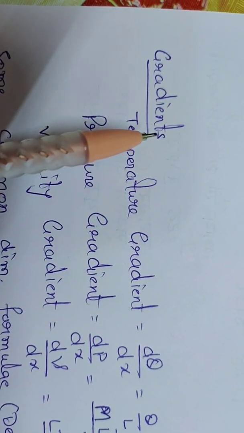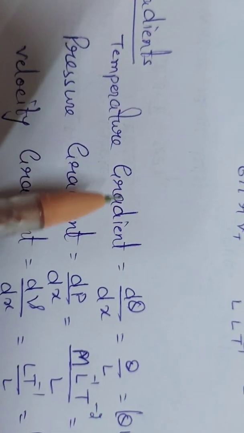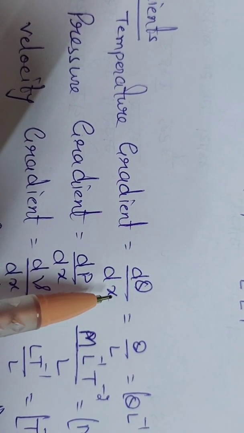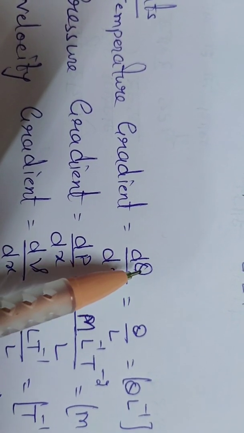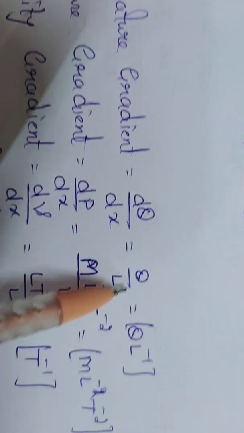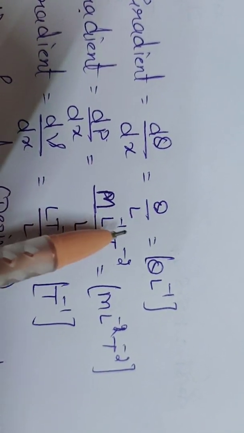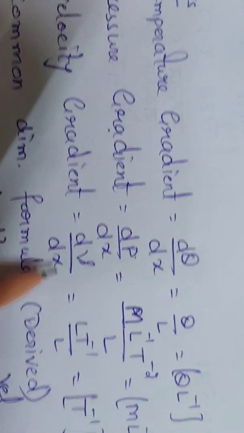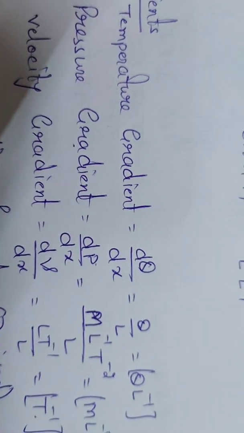There are some gradients which are also often used, such as temperature gradient. If you find any gradient, simply divide the quantity by the displacement. So if it is temperature gradient, it is a ratio of temperature divided by displacement, theta by L, theta L minus 1. If it is pressure gradient, pressure per unit length, pressure M L minus 1 T minus 2 divided by L. Velocity gradient is velocity divided by length. Okay, so this is all about the dimensional formula.